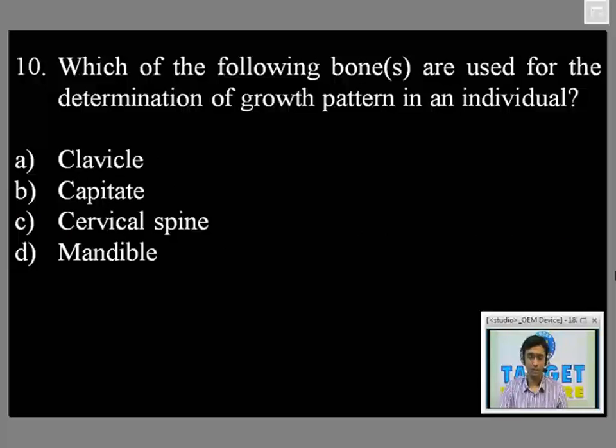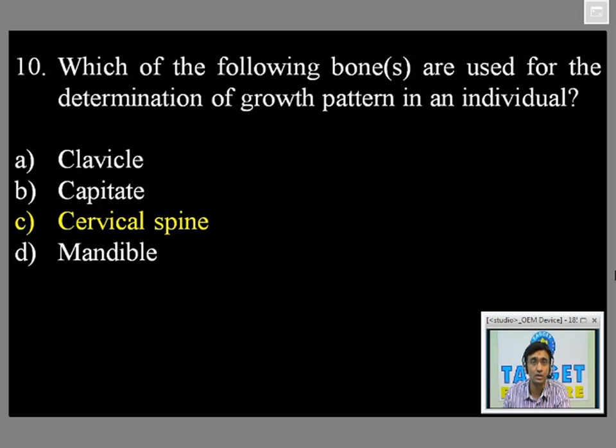Now, which of the following bones is used for the determination of growth pattern in the individual? Different skeletal maturity indices are there, different ways of understanding the growth pattern in an individual, whether the individual would grow a bit more, whether the mandible is going to grow till what age. We have to understand by looking at the skeletal age or the growth of the skeleton. Out of all these, most frequently the cervical spine, that is the cervical vertebrae maturity index, is used to predict the amount of growth, especially for the mandible.